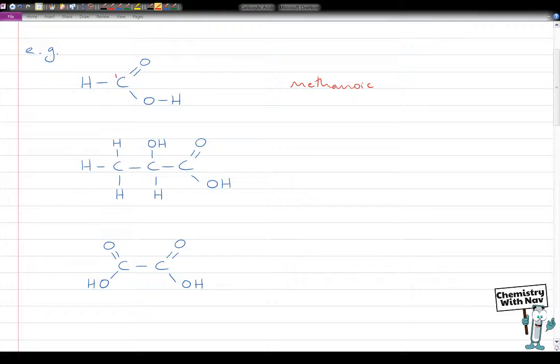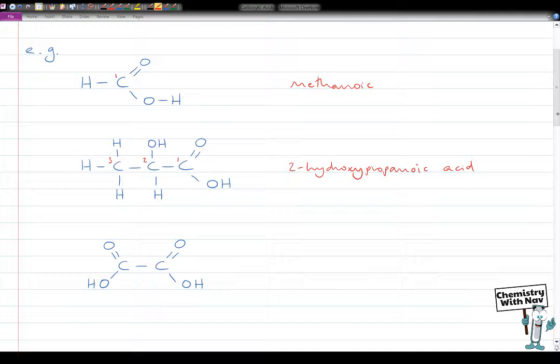Looking at the second structure, we have three carbons. Now, in terms of naming priorities, the carboxylic acid group will always get the priority, so that will always be carbon 1. In this case, that's going to be propanoic acid based on three carbons, but that hydroxy group is going to be sat at carbon 2. So we end up with 2-hydroxypropanoic acid.